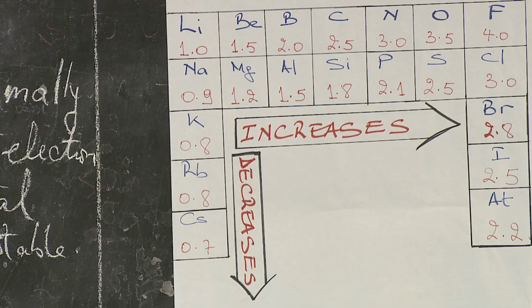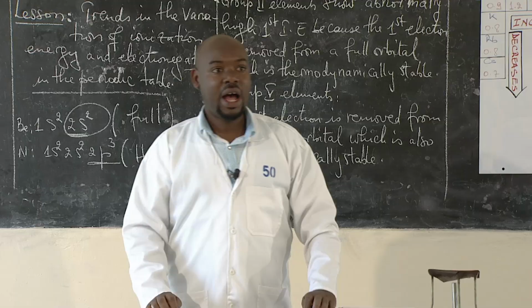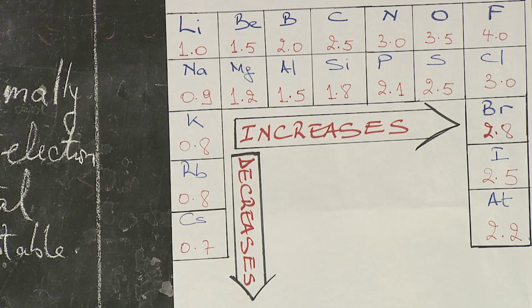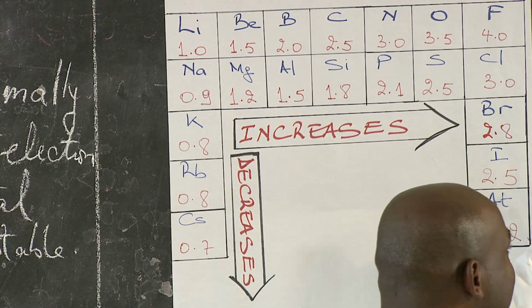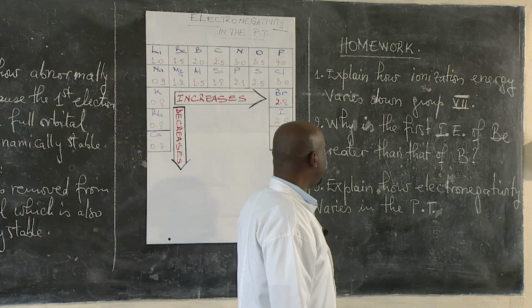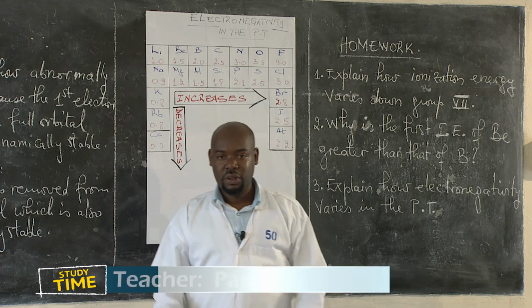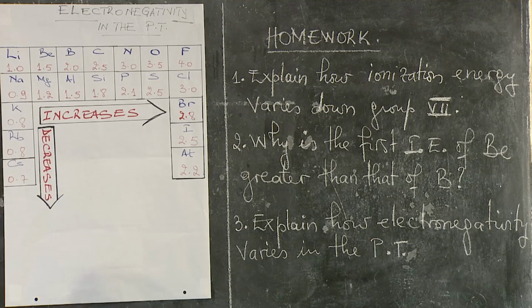I hope you have understood everything, and now we can take our time and go to the homework. We have a homework you will try. We have 3 questions. Question number 1, explain how ionization energy varies down group number 7. We have seen how the ionization energy varies down a given group. Down group number 7, how does it change? That is what you will explain. You will try to give a detailed explanation, please.